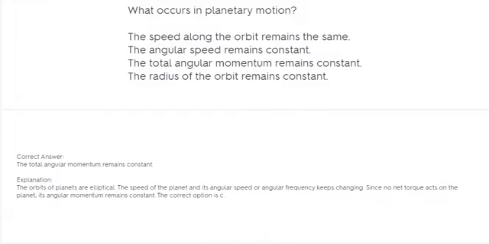What occurs in planetary motion? The speed along the orbit remains the same. The angular speed remains constant. The total angular momentum remains constant. The radius of the orbit remains constant.